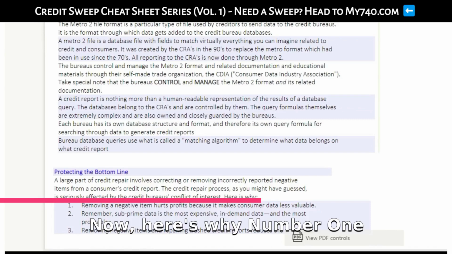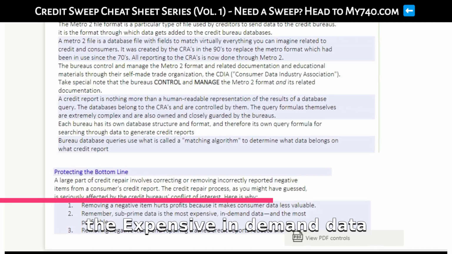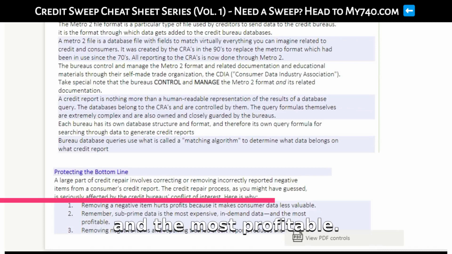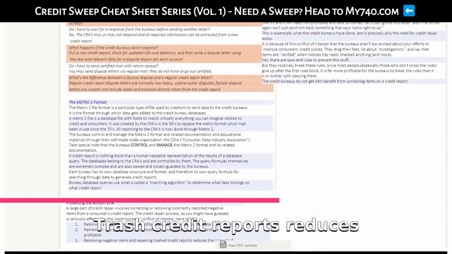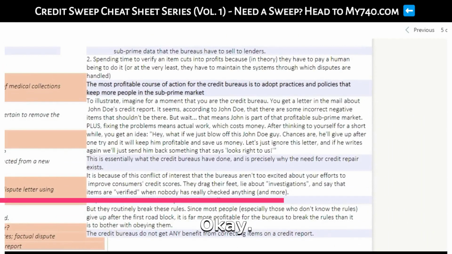Now, here's why. Number one, removing a negative item hurts profits because it makes consumer data less valuable. Remember, subprime data is the most expensive, in-demand data, and the most profitable. So number three, removing negative items and repairing trash credit reports reduces the amount of subprime data that the bureaus have to sell to lenders, okay? This is super, super important.